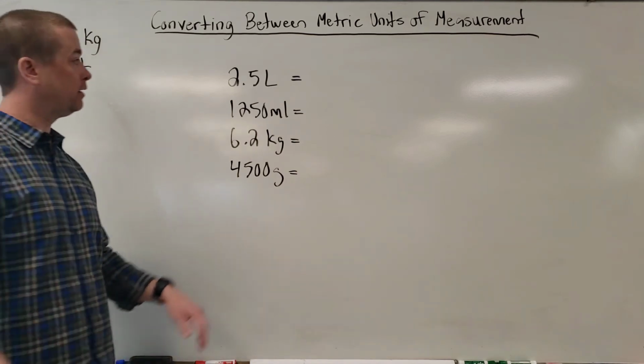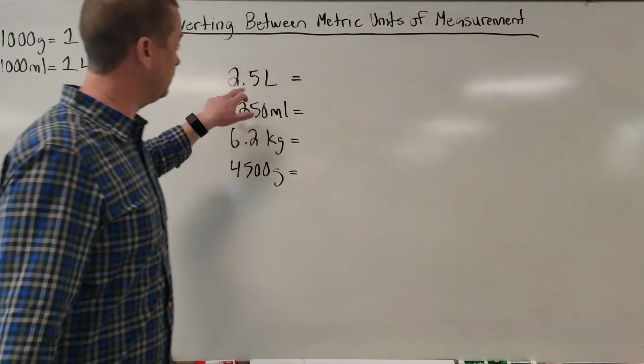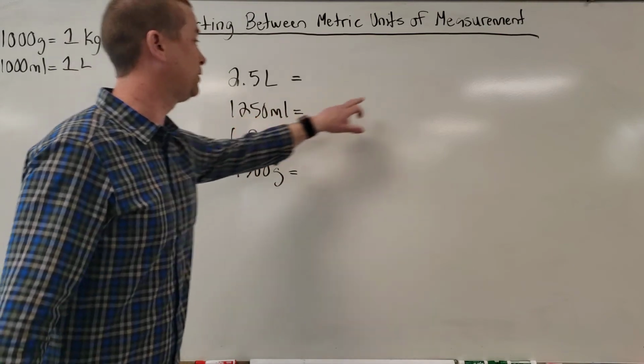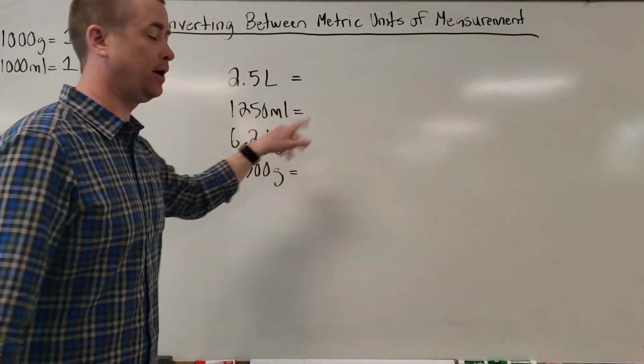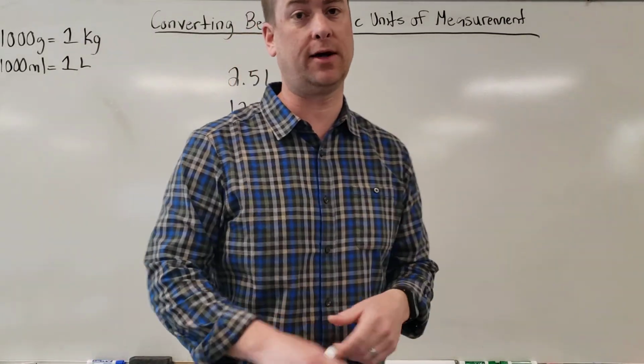So if you can understand how to get from liters to mils, mils to liters, you'll know how to do grams to kilograms or kilograms to grams. Same thing, multiplying by 1,000, dividing by 1,000.